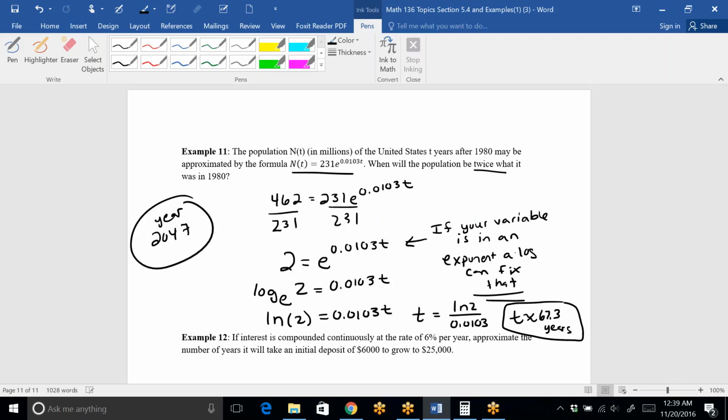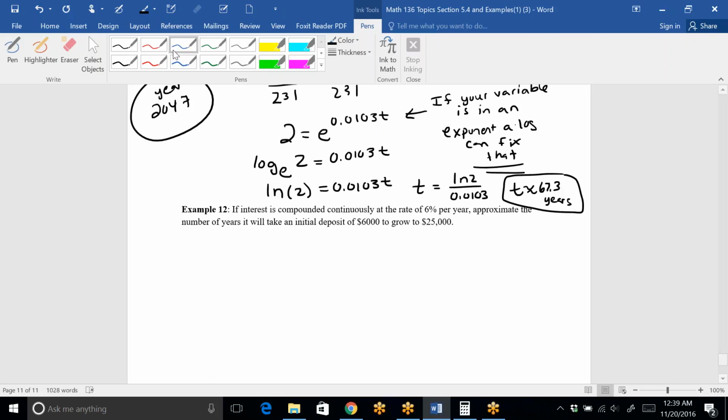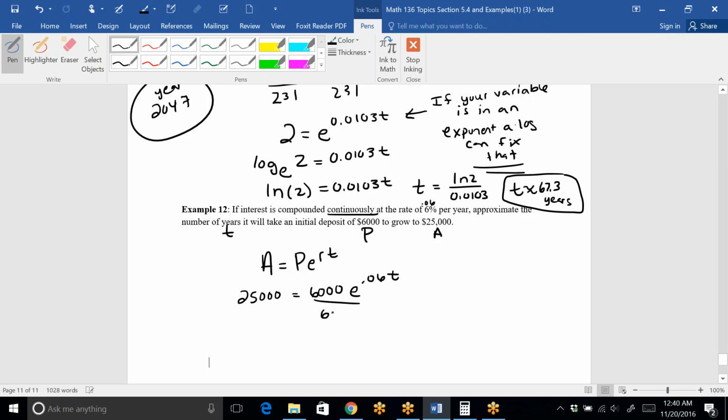Okay, this one is another application of compounding continuously, which remember is our PERT formula. We have a rate of 0.06. We want to know the number of years, so we don't know T. We have initial deposit of 6,000 and we want 25,000. So 25,000 equals 6,000 e to the 0.06 T. I would divide the 6,000 over first, get the E by itself, because you're going to end up using a log since this has a T in an exponent.